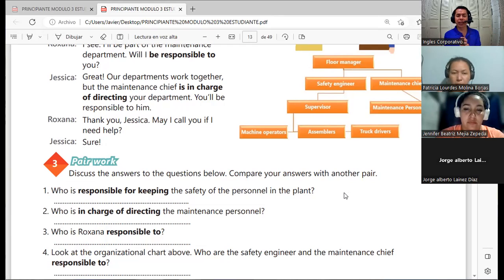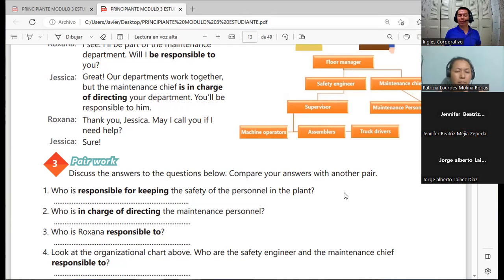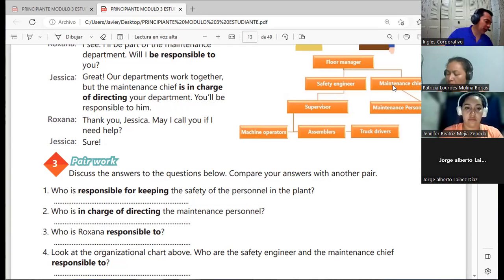We can say this in Spanish. Al mando de quién está, o quién está al mando de Roxana, right? That is the question. Según entiendo, del maintenance chief. The maintenance chief. Chief is manager, boss. So the maintenance manager is the manager of Roxana. So Roxana is responsible to the maintenance chief. Okay? Roxana está a las órdenes del jefe de mantenimiento. Okay, and the last one.